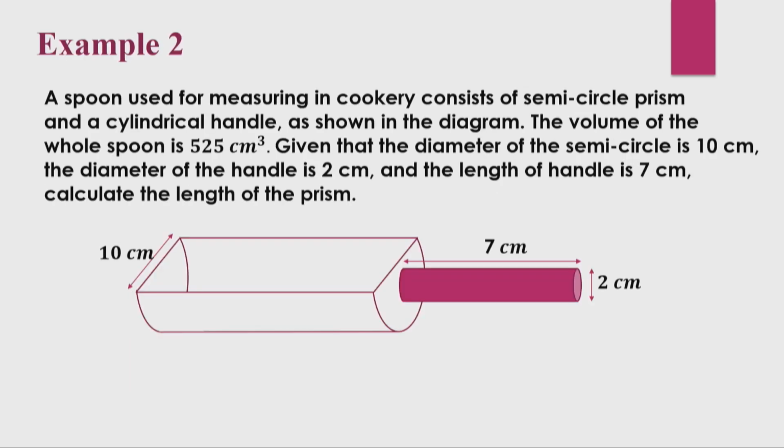Example 2. A spoon used for measuring in cookery consists of a semicircle prism and a cylindrical handle as shown in the diagram. The volume of the whole spoon is 525 centimeters cubed. Given that the diameter of the semicircle is 10 centimeters, the diameter of the handle is 2 centimeters, and the length of the handle is 7 centimeters, calculate the length of the prism.